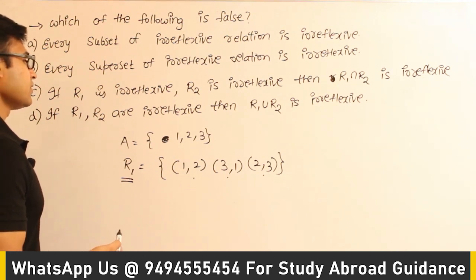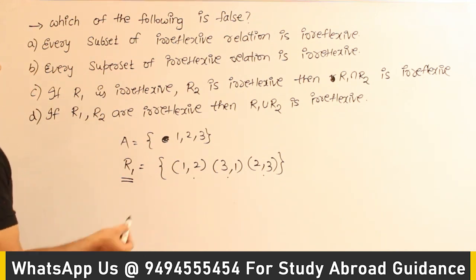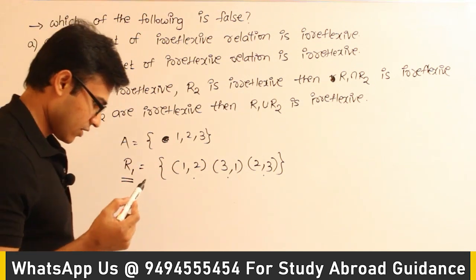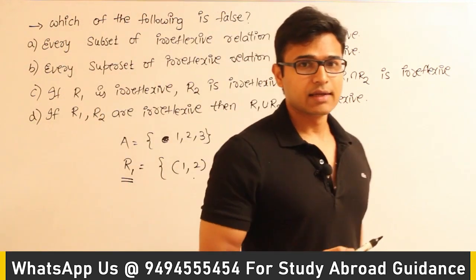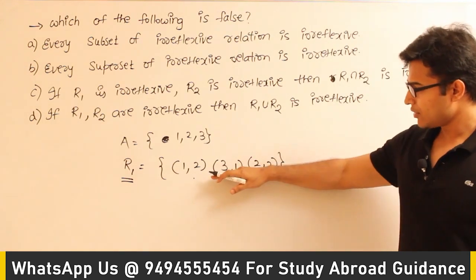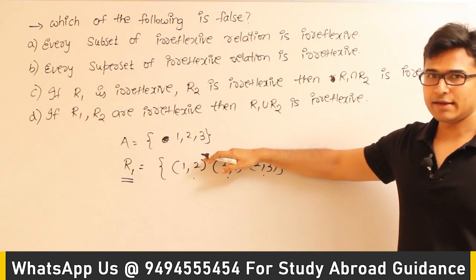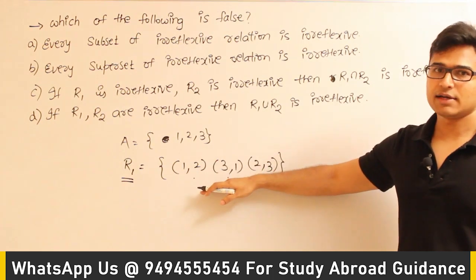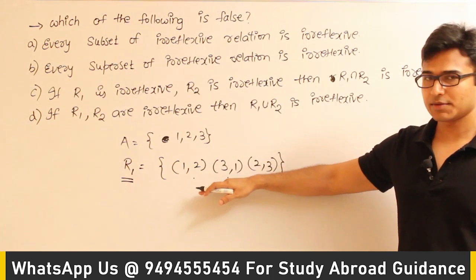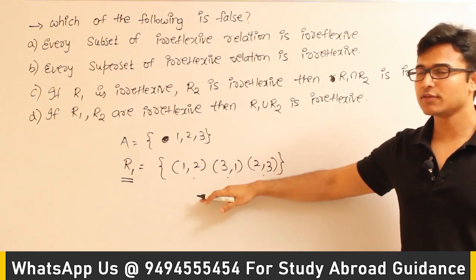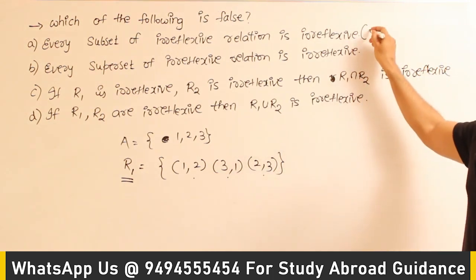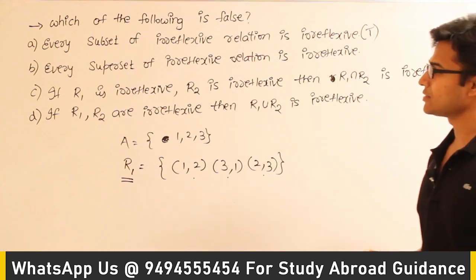So what can we say? We can say that every subset of irreflexive relation is irreflexive directly. I hope you are getting the point here, right? Whatever subset you take, since the original set does not contain diagonal elements, the subset will not contain diagonal elements, and so every subset of irreflexive relation is definitely irreflexive. So it is true. Now let's look at the next one.